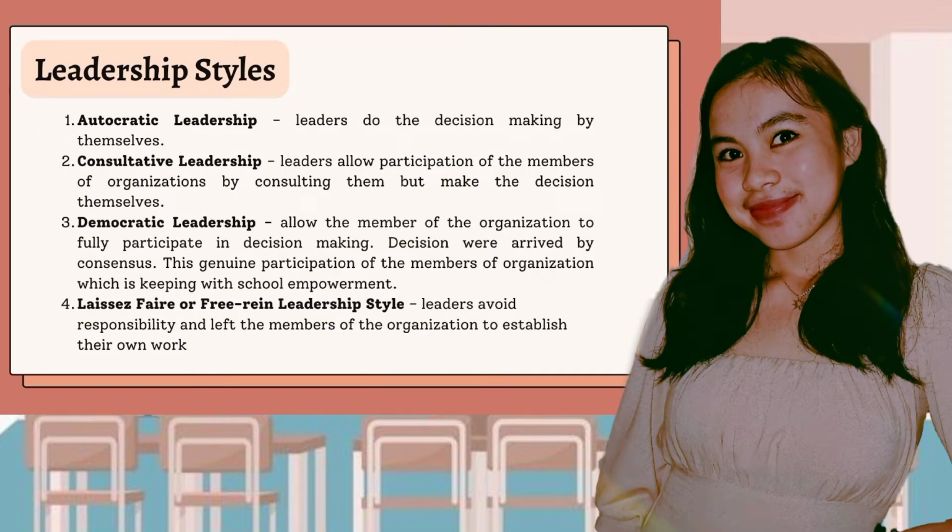These are the leadership styles. First, we have the autocratic leadership. Leaders do the decision-making by themselves. For example, Adolf Hitler, Napoleon Bonaparte, Queen Elizabeth I, and today's controversial leader Vladimir Putin all had autocratic leadership, in which all power was held solely in their hands. Autocratic governments were also known as dictatorships.